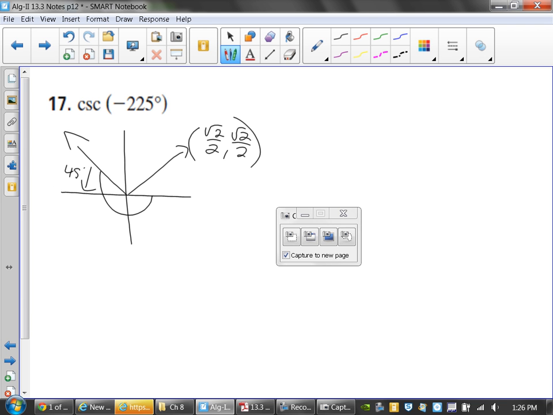Now, when I'm dealing with cosecant, cosecant is the inverse of which function? Sine. So in the second quadrant, is sine positive or negative? Good. So I know cosecant of negative 225 is going to be a positive value, and the inverse of root 2 over 2, which is 2 over root 2, is 2 root 2 over 2, otherwise known as root 2.